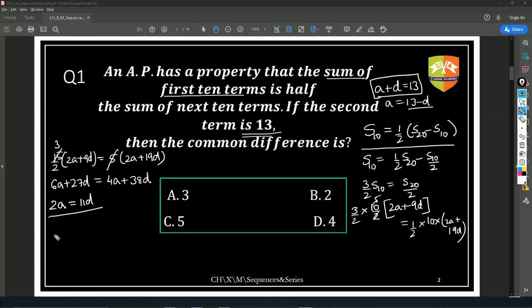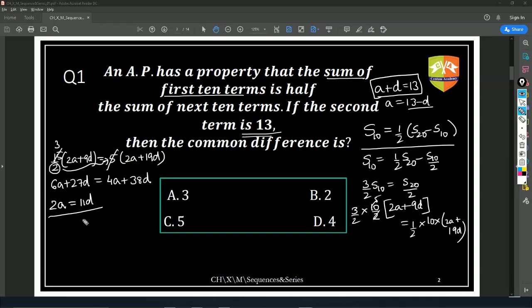Sorry, Sneha. Can you unmute and say, where is 3 by 2? What is 3 by 2? 2 went to the... Yes, so I have not mentioned that. That you will have to do faster, right? This 2 will go to this side. Yep, so I will not write all the steps here.